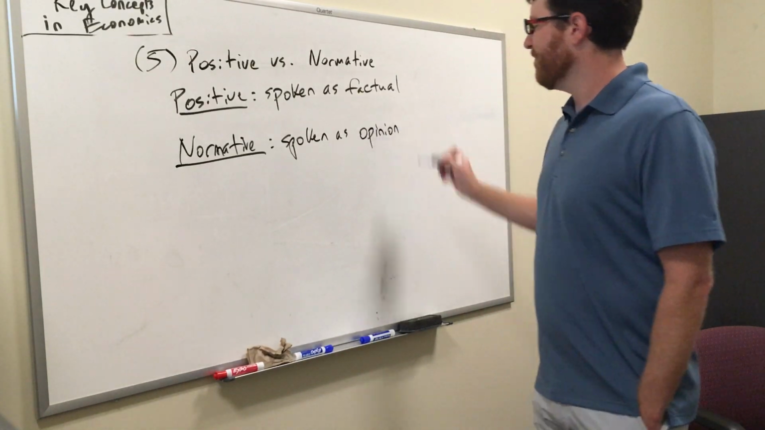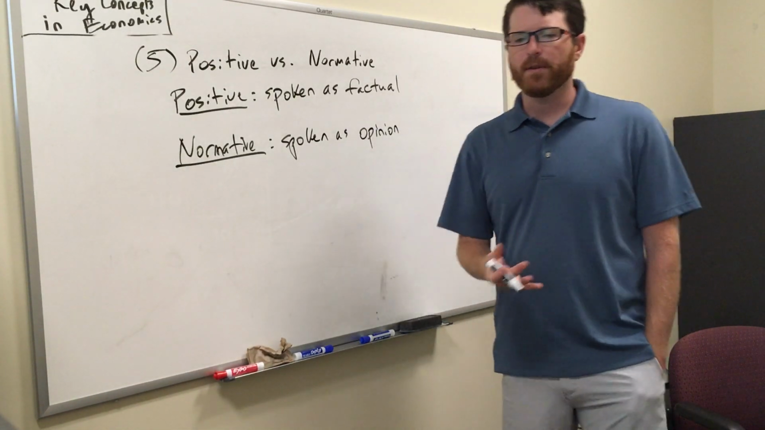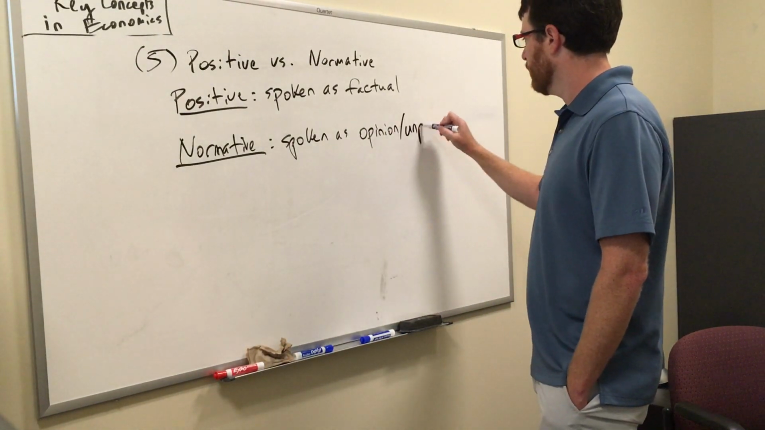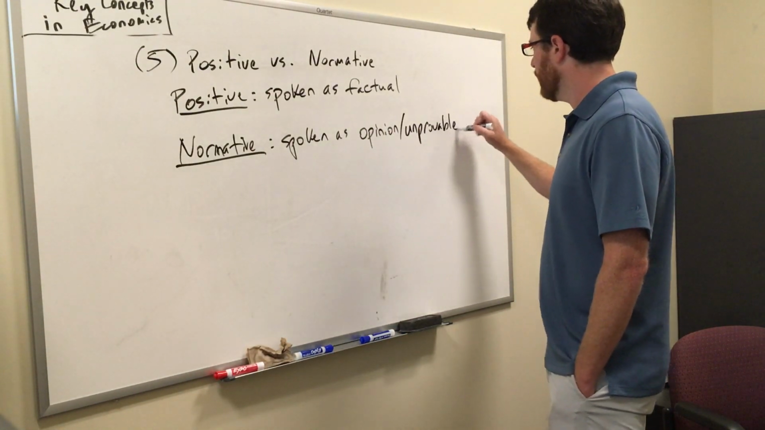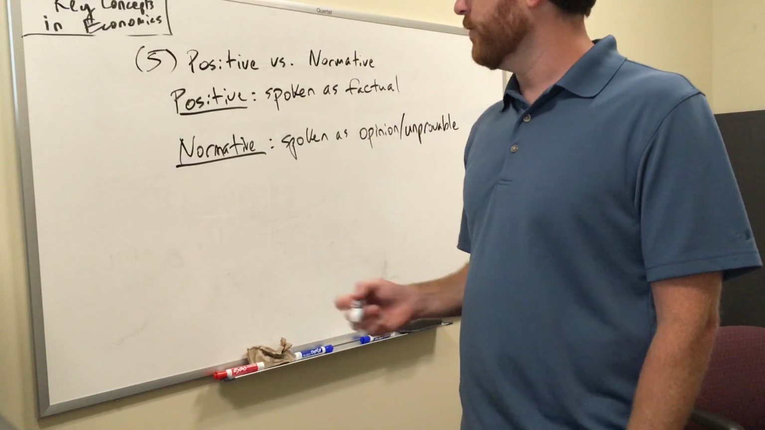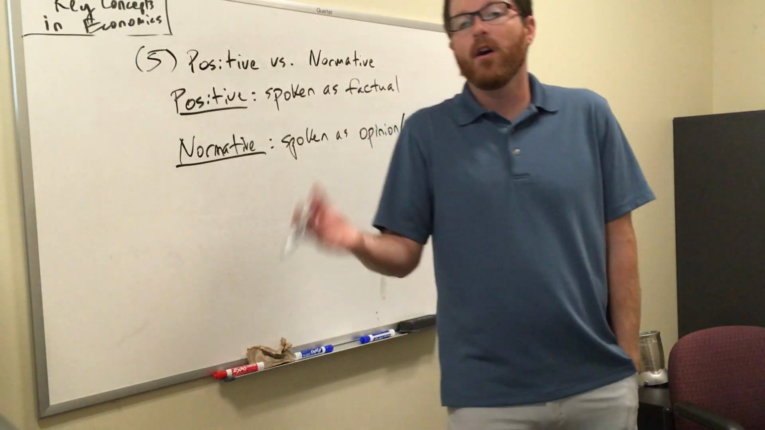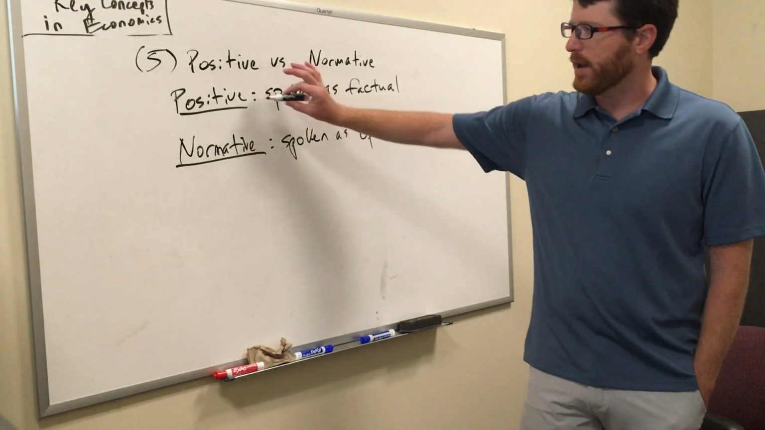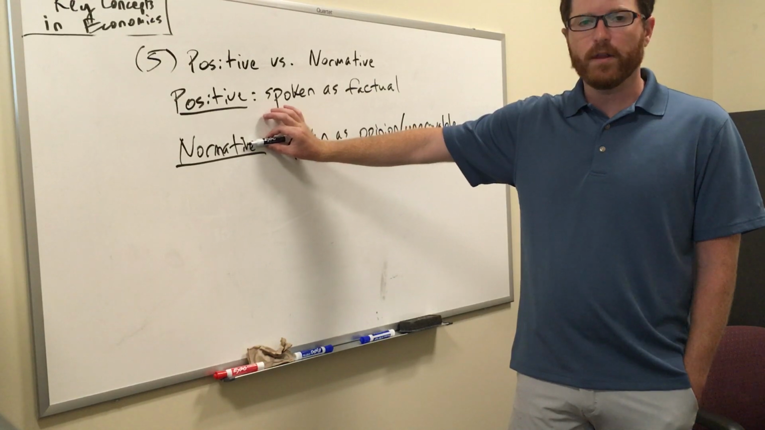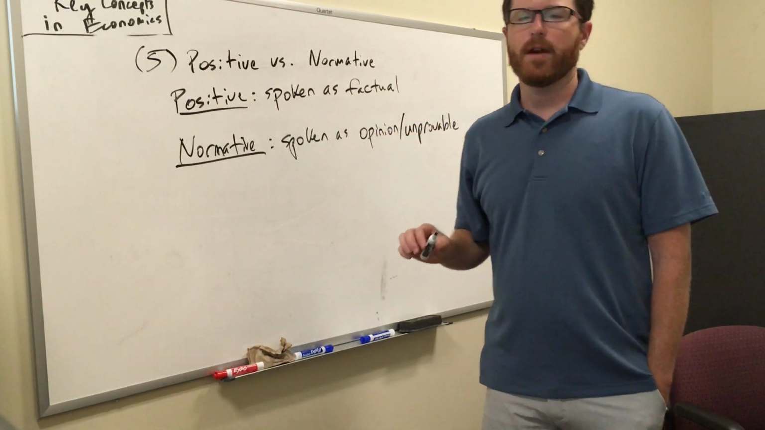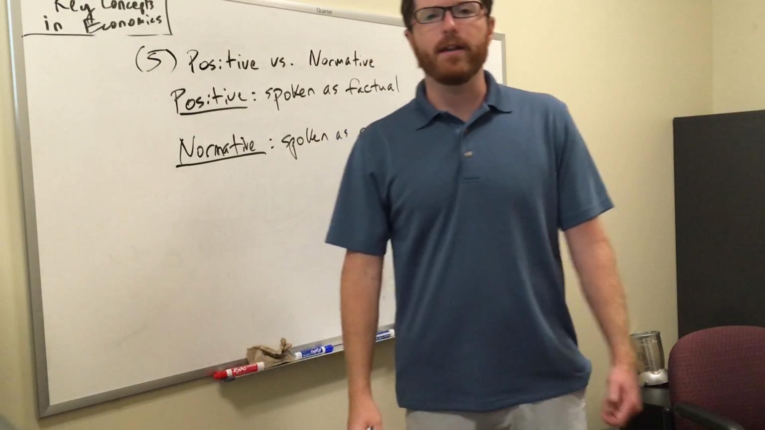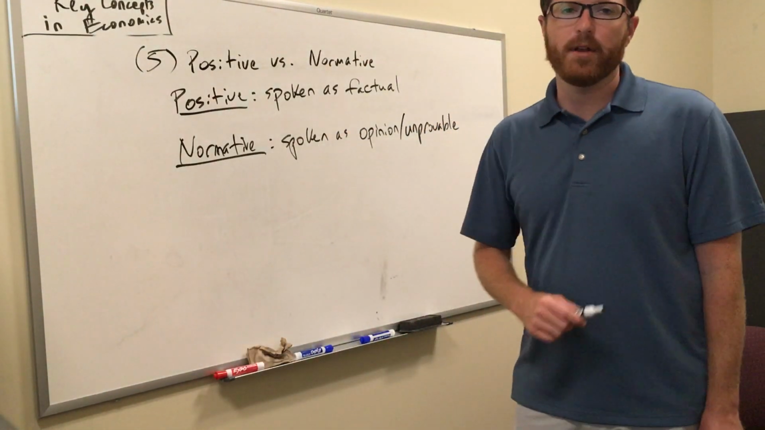And this is spoken as opinion or something that's not provable. Unprovable. I think that's a word, isn't it? So normative is when you're thinking of things the way the world ought to be. A lot of times this is defined as the way the world is, positive. Normative is the way you think the world ought to be. So if I say we should raise taxes on fatty foods, that would be normative analysis.